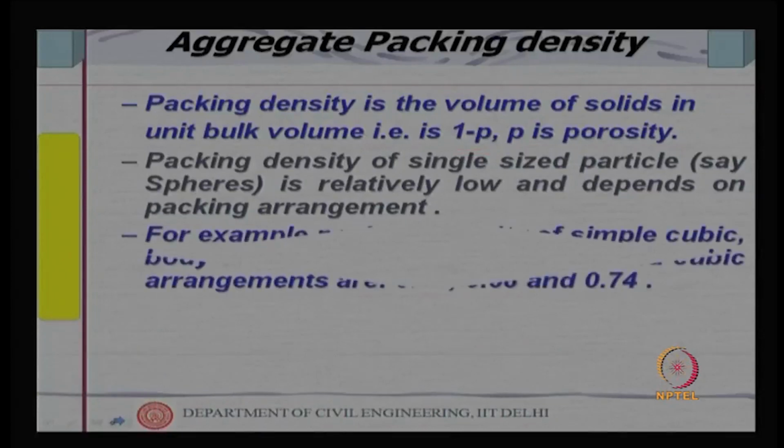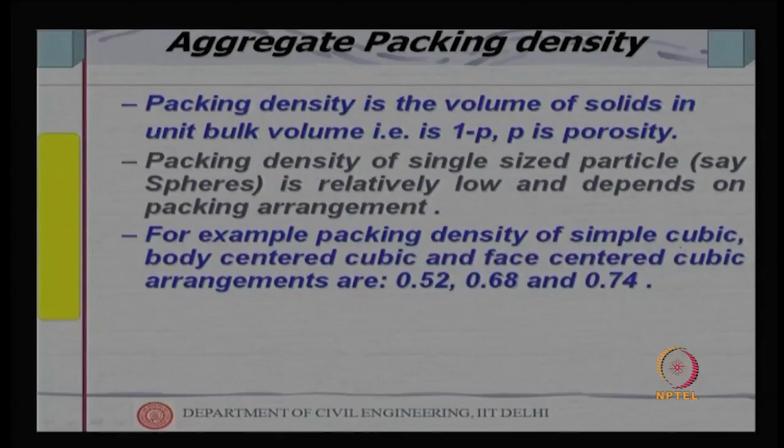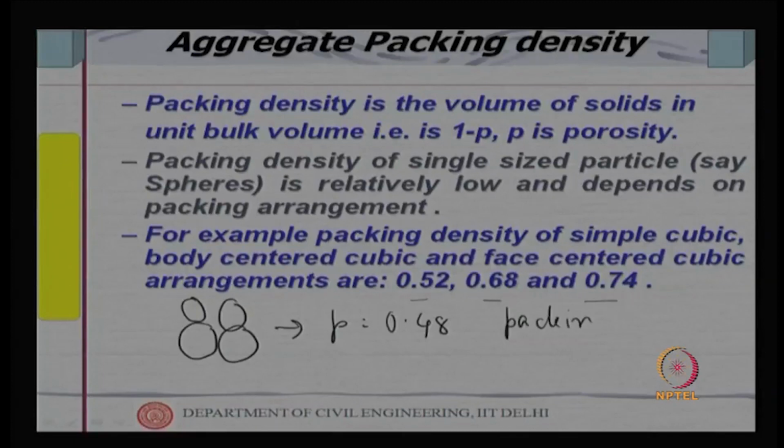All right. Packing density of simple cubic, body centered cubic and face centered cubic arrangements are 0.52, 0.68 and 0.74. So, simple cubic packings are like this, each particle is just by the side of it, and we have seen that P is equal to 0.48, hence packing density is 0.52.